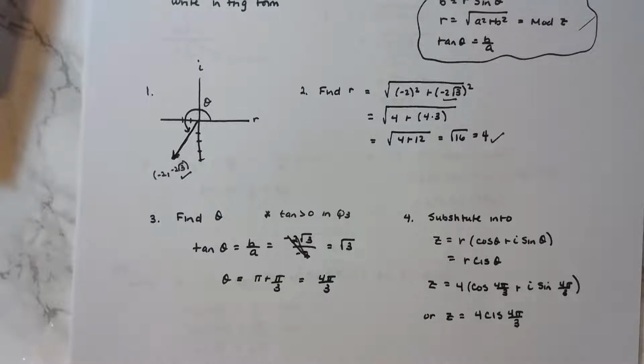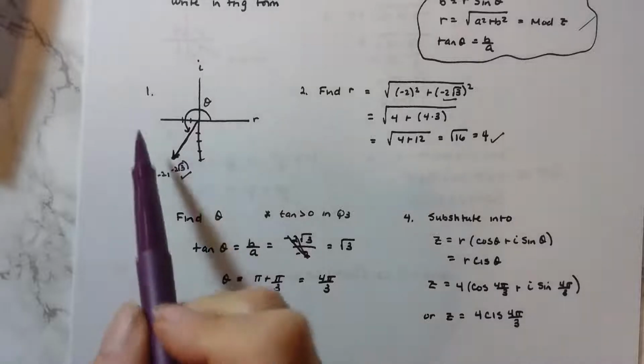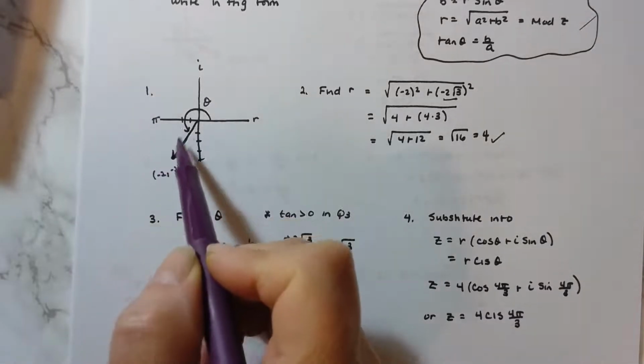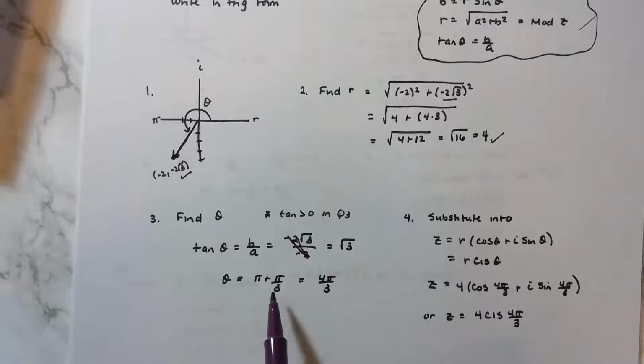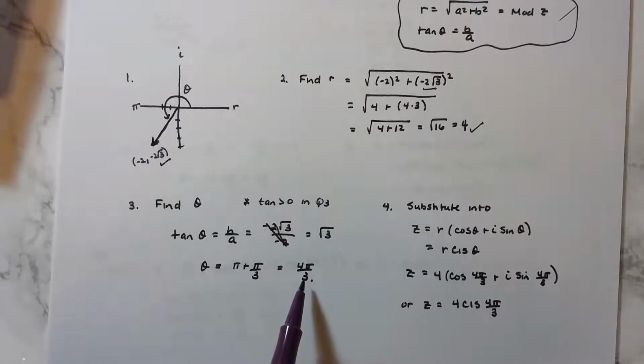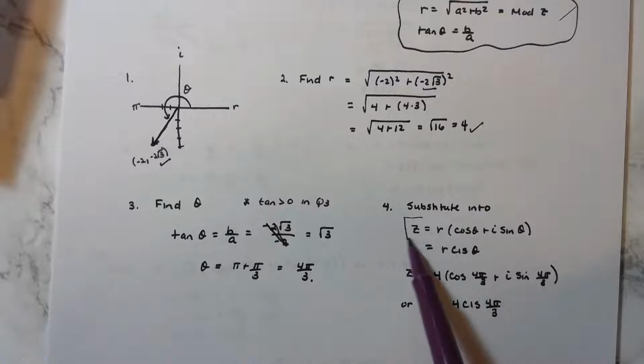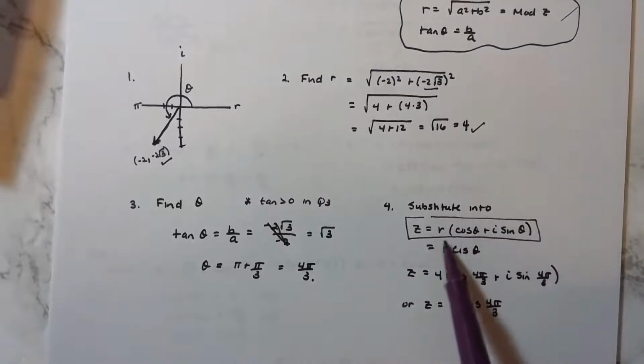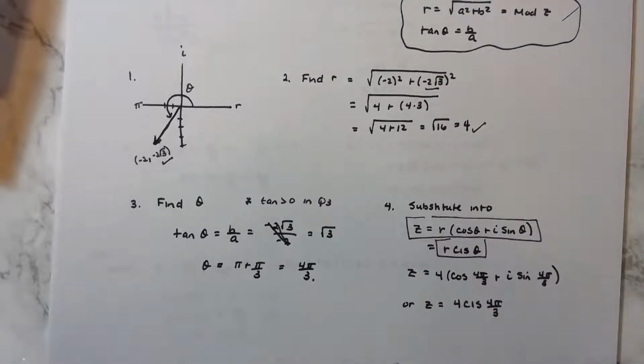But we're in quadrant 3. So to get a quadrant 3 angle or argument, I have to add pi over 3 to pi. So to get from here to here, it's pi plus pi over 3, which is 4 pi over 3. Once I have my argument, now I can substitute my r and my theta, my argument, into this formula right here, or into the shorthand formula.